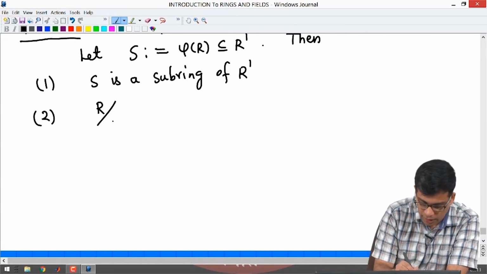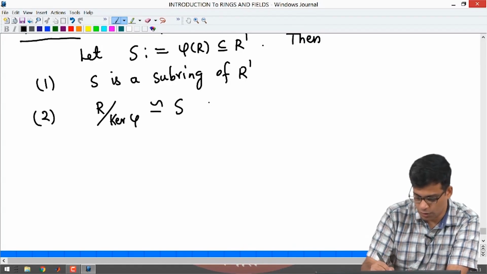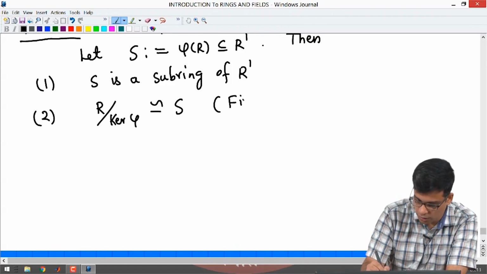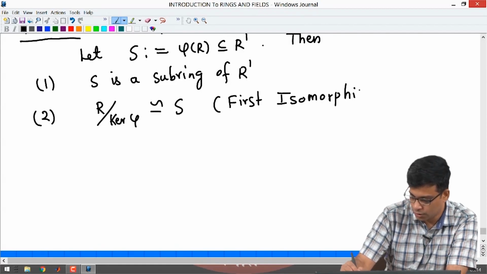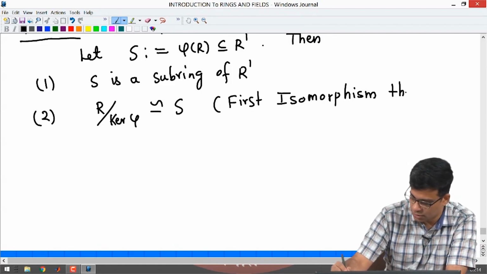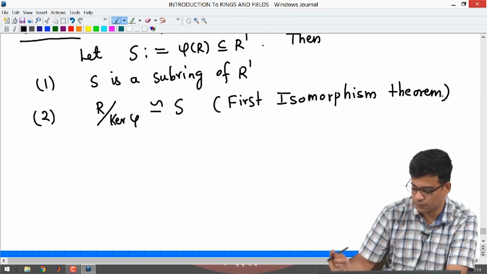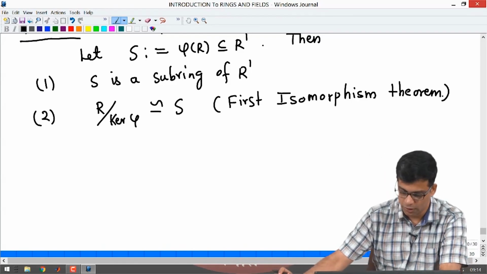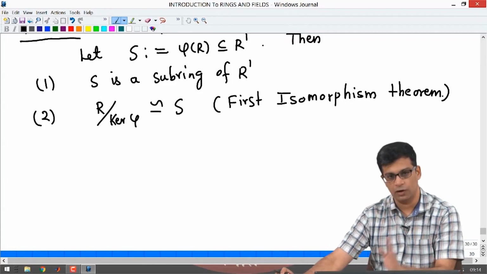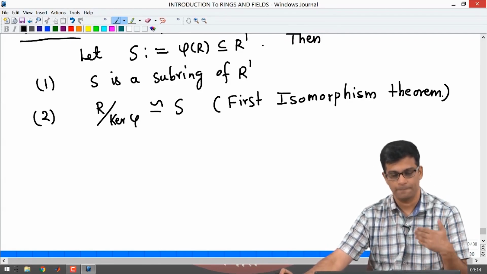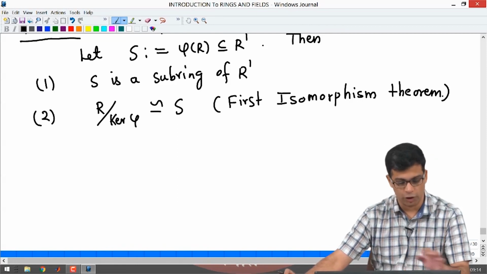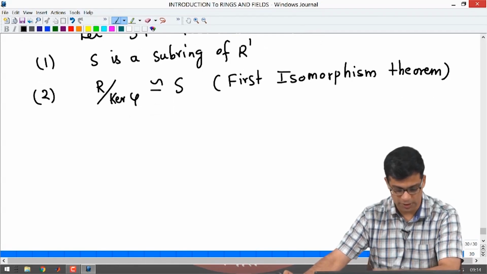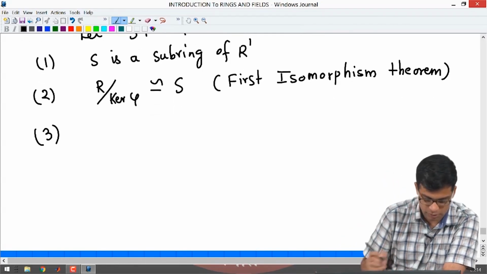Second is that R mod kernel of phi is isomorphic to S. This is isomorphism as rings, and this is called the first isomorphism theorem. You may have learned that in group theory there are isomorphism theorems, first, second and third. Similarly, in ring theory also we have them, and this is the first isomorphism theorem. If you have a ring homomorphism, the image is isomorphic as a ring to R mod kernel of that homomorphism. We already know by 1 that S is a ring, so we can make this statement.